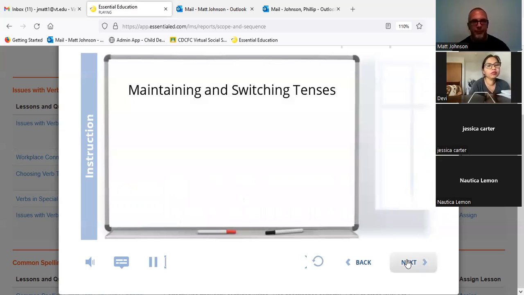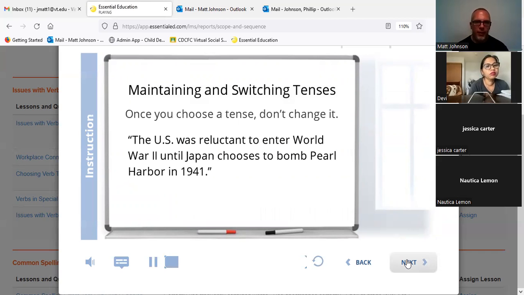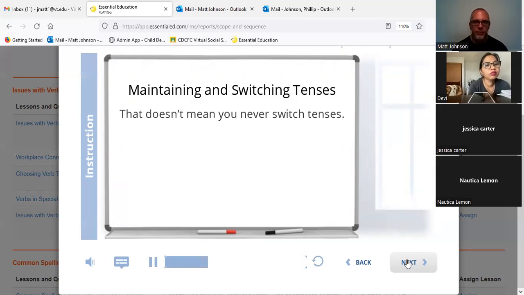I guess you've got the idea that you should keep with one tense most of the time. So for the most part, once you choose a tense, don't change it. Take a look at this sentence. The U.S. was reluctant to enter World War II until Japan chooses to bomb Pearl Harbor in 1941. What's wrong with this sentence? It's not just that it uses the present tense, chooses, to talk about something that happened in 1941. It's also that the writer switches from past tense was to present tense chooses. There's no good reason to switch tenses. If you don't have a good reason, stick with the tense you chose. That doesn't mean you never switch tenses, though.